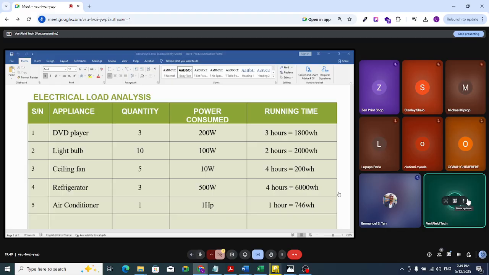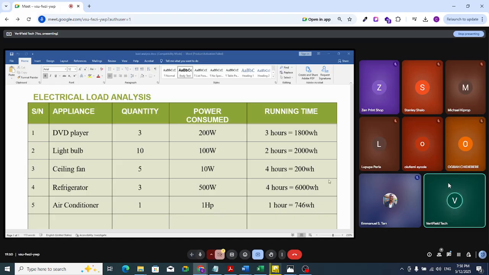We are going to put into consideration 3 standard parameters. These 3 standard parameters are what will help us to run a load analysis on these 5 appliances. 1. Quantity of appliance. 2. Power consumed by the appliance. And 3. The running time of the appliance. The quantity of appliance has to do with how many of the same appliance Mr. Michael intends to power up using the solar power system.